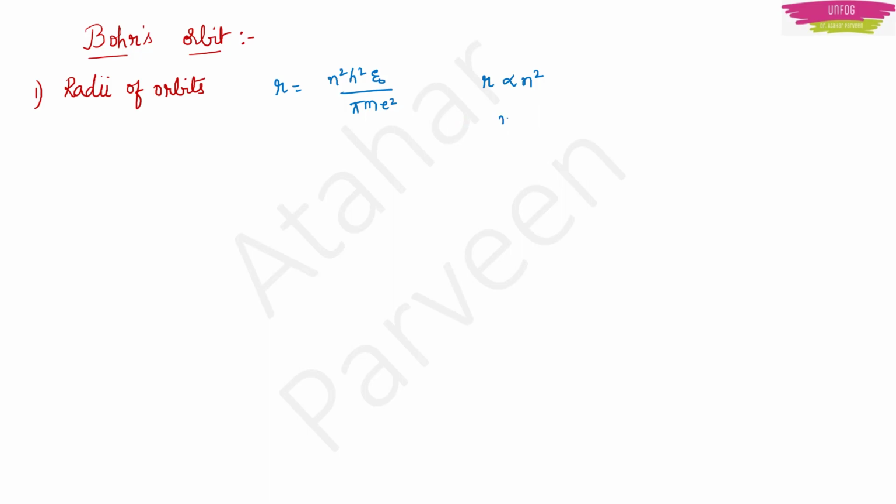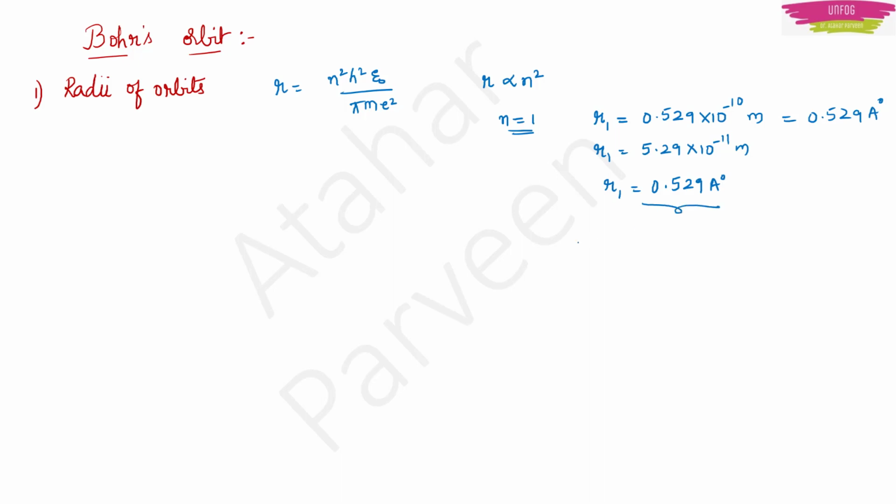Only if you write n equal to 1 here, meaning for the smallest orbit or the first orbit, and substitute all the values, you will find the radius of the orbit to be 0.529 into 10 to the power minus 10 meters, or 5.29 into 10 to the power minus 11 meters. Or in another unit, 0.529 angstroms, because it is a smaller unit. 1 angstrom is equal to 10 to the power minus 10 meter. So an atom is about 10 to the power minus 10 meter.